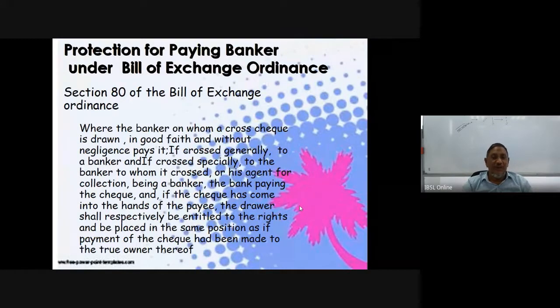Section 80 of the Bill of Exchange Ordinance also has protection for the paying banker, where the banker on whom the crossed check is drawn pays it in good faith and without negligence. If crossed generally, to a banker itself, and if crossed specially, to the banker to whom it is crossed, or his agent for collection, being a banker, the bank paying the check, and if the check has come into the hands of the payee, the drawer shall respectively be entitled to the rights and be placed in the same position as if payment of the check had been made to the true owner. So if you are paying a check under Section 80, a crossed check, generally or specially, collected through a collecting banker in good faith and without negligence, it is deemed to be paid to the true owner.